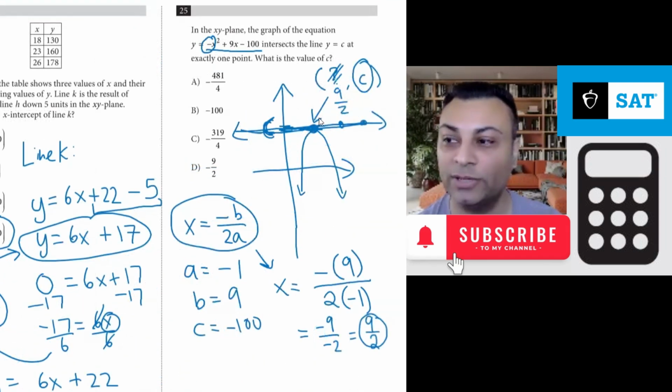So this coordinate here is -319 over 4, which is option C. So the answer is C.